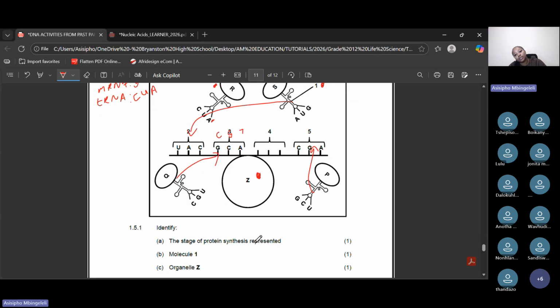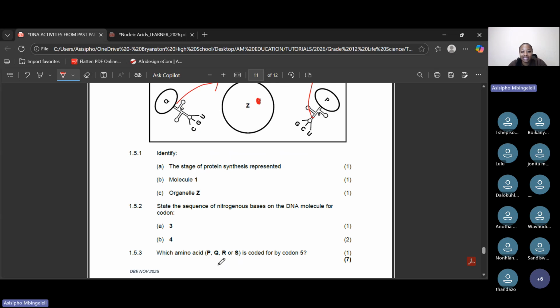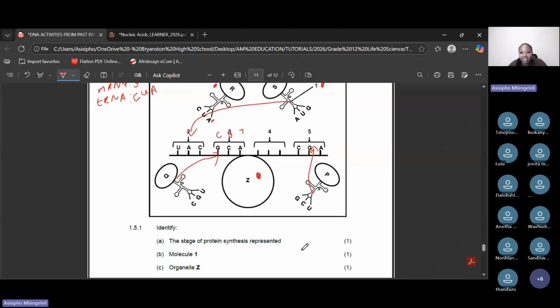Oh, the last question. Which amino acid PQRS is coded for by codon 5? I think we kind of have answered that. Which amino acid P? There's the amino acid. There's my arrow. Protein synthesis. Okay.